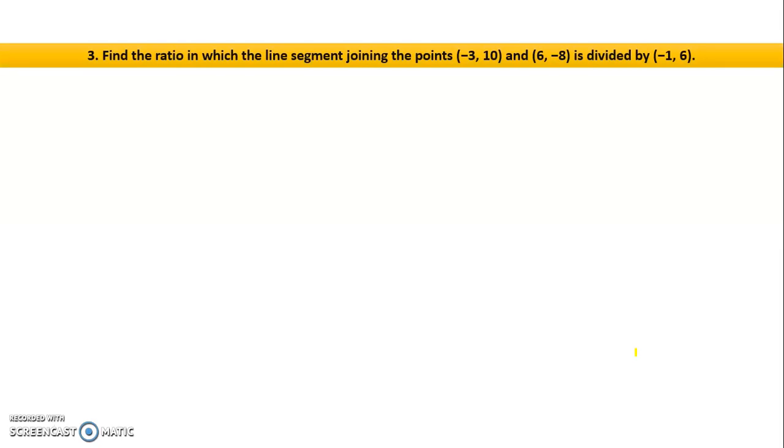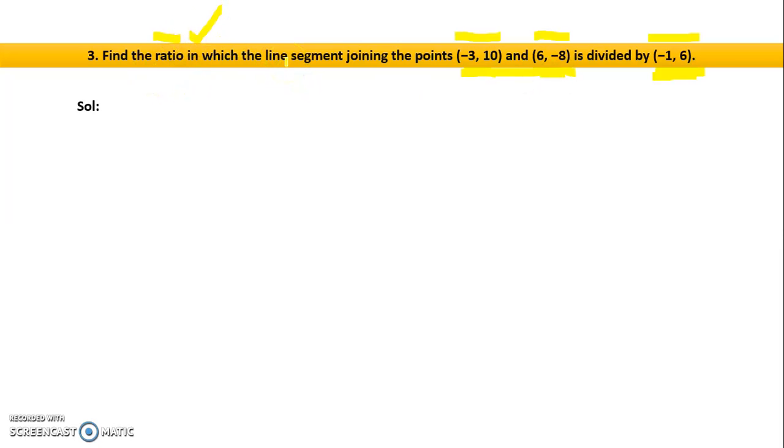Coming to the next problem, the third one. Find the ratio in which the line segment joining the points (-3, 10) and (6, -8) is divided by (-1, 6). You should observe the problem very carefully. Find the ratio. What do we need to find out? The ratio, that is the m is to n value. What has been given? 2 points have been given, that is x1, y1, x2, y2. What is dividing here? x, y. The x, y value and the x1, y1, x2, y2 values have been given. We need to find out the ratio here.